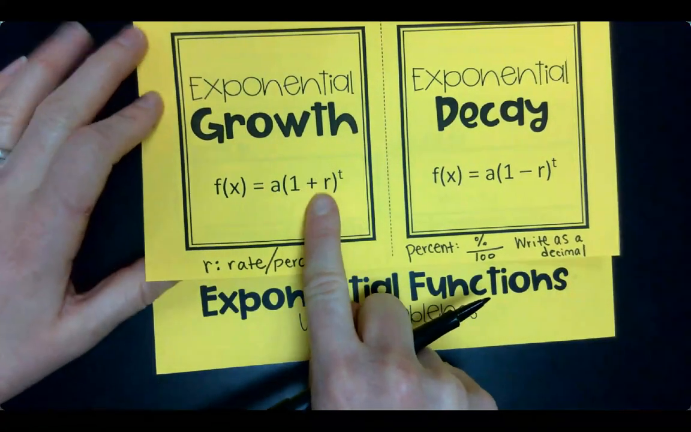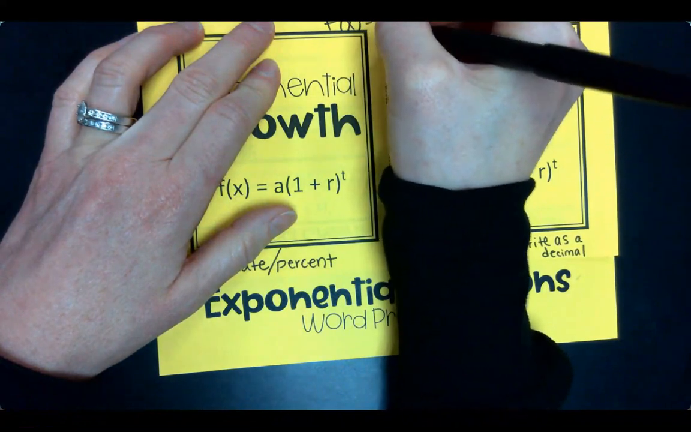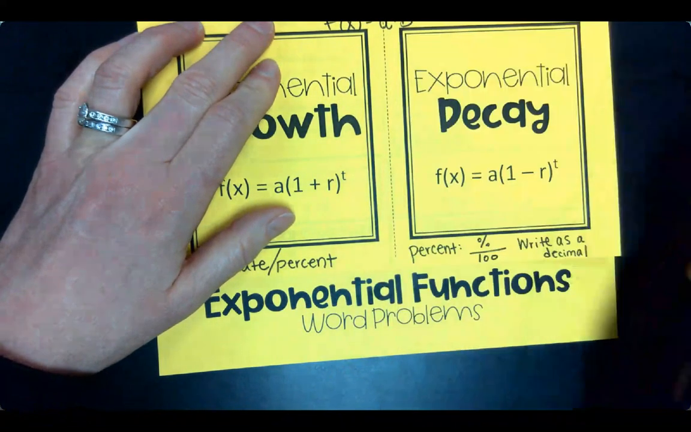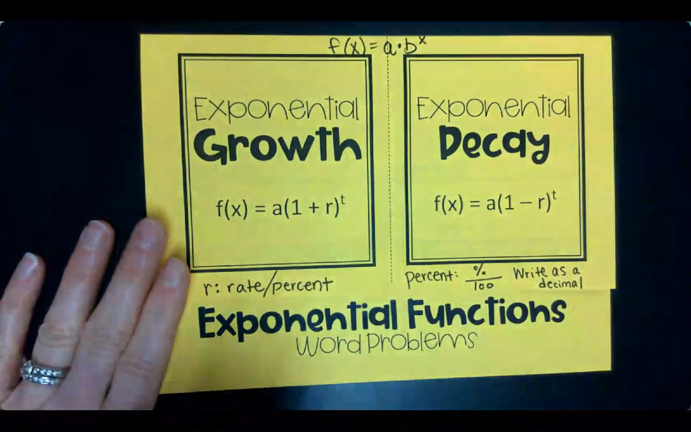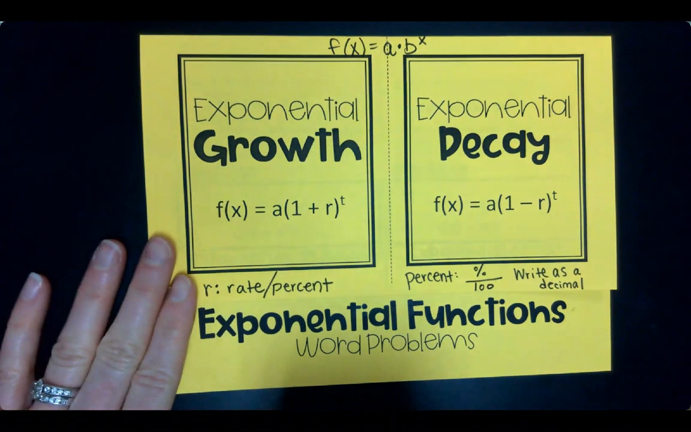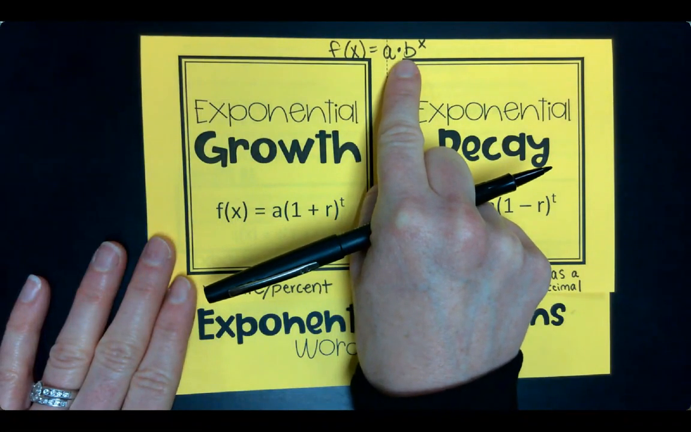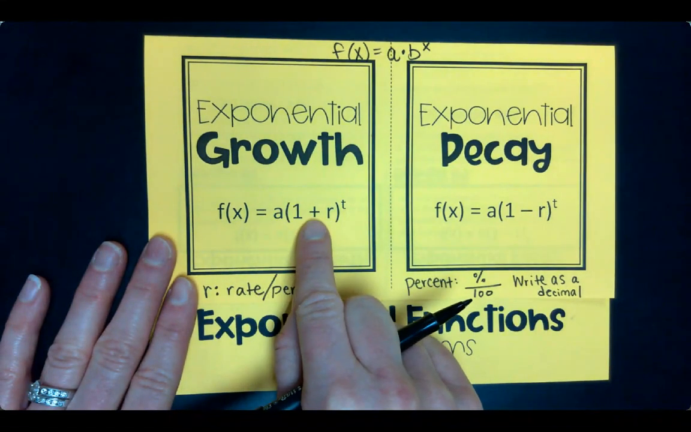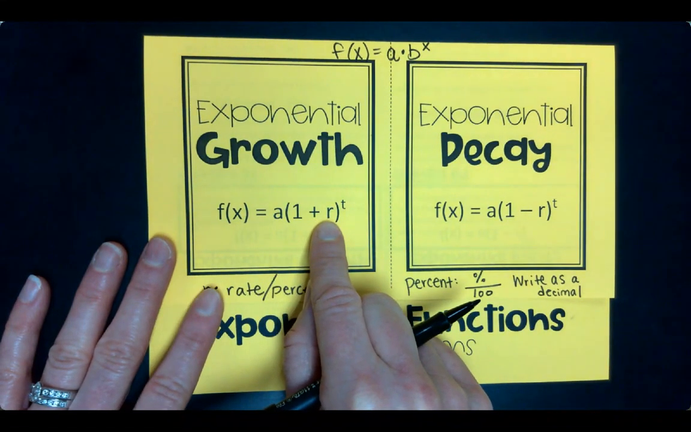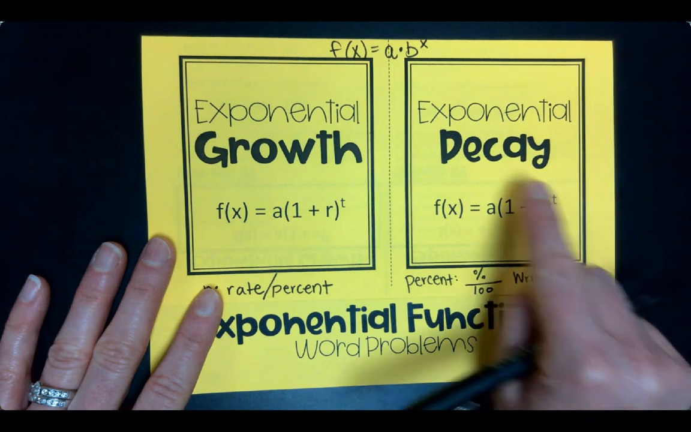Okay, so growth, remember the b value? Let's go ahead and write that: f of x equals a times b raised to the x. A was the initial amount, b is the percent or the increase, decrease, growth or decay. I think it was called growth or decay factor. So for growth, it says 1 plus r. So that means it's going to be larger than 1. For decay, it says 1 minus r. So it's going to be smaller than 1. That's how we know it's decay.